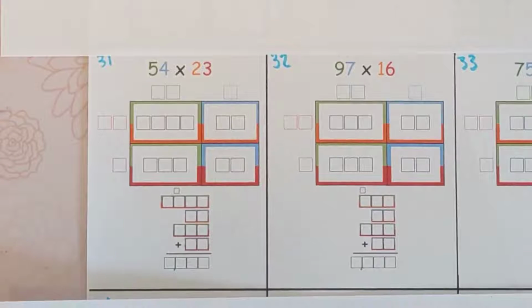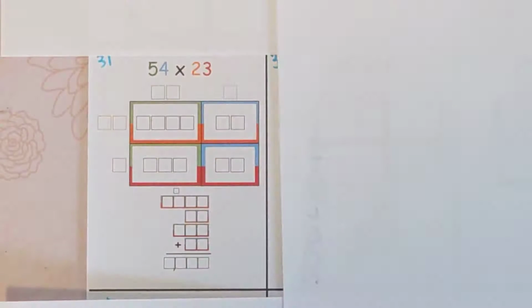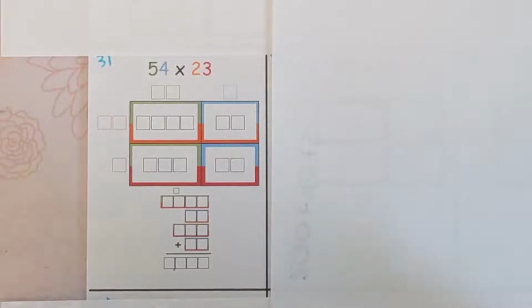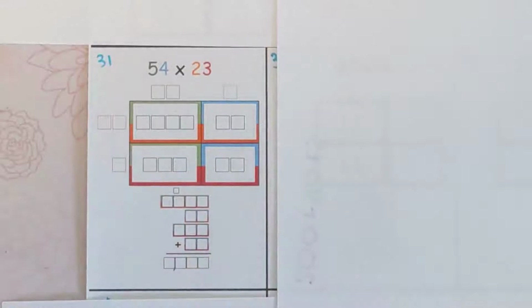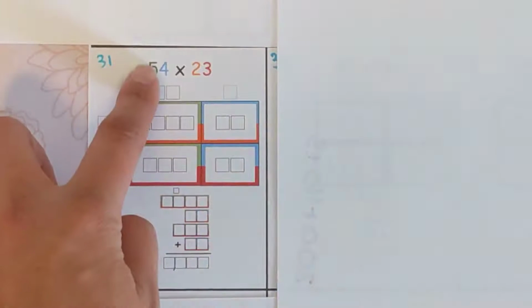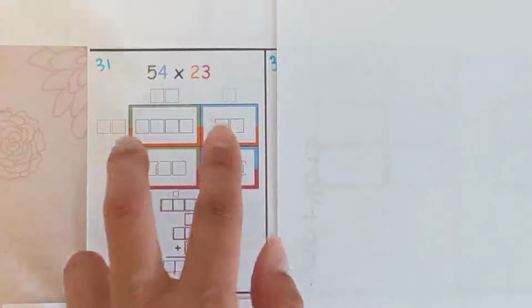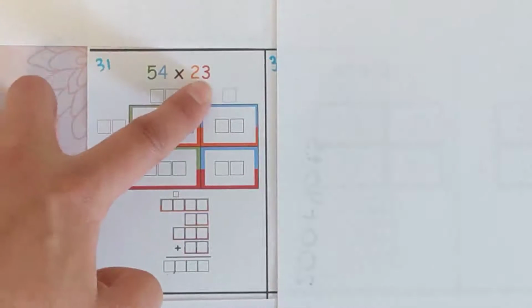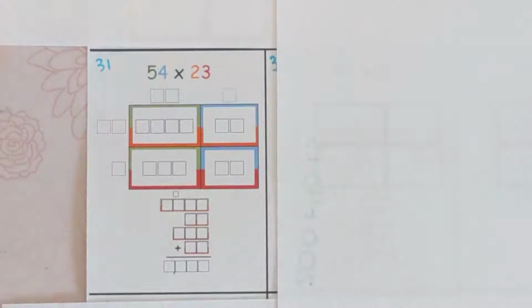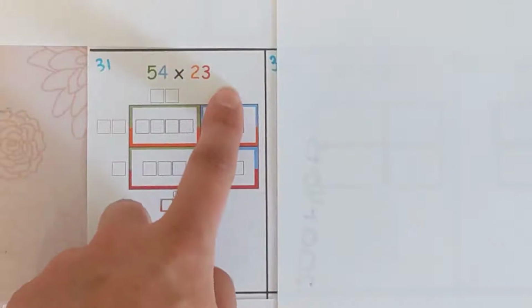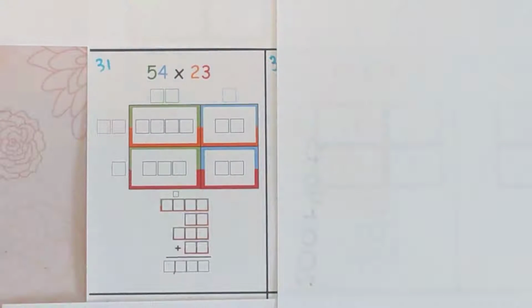Hello, today we are doing the area model for multiplication, 54 times 23. So since we've got two digits, it's 2 boxes across. And then since we have two digits here, it's 2 boxes down. So the 54 and then the 23. And if you get stuck, you can use the colors to help you.